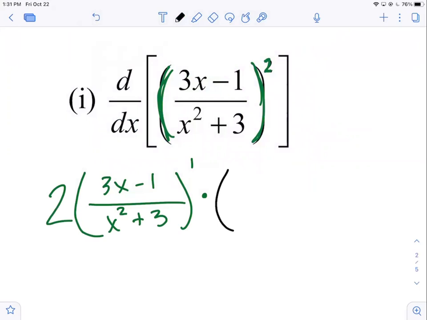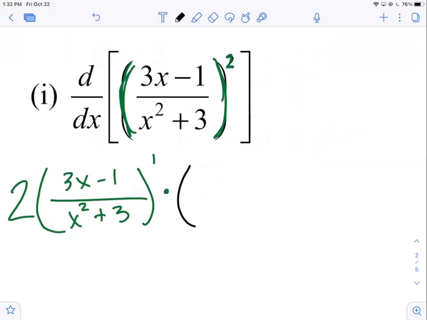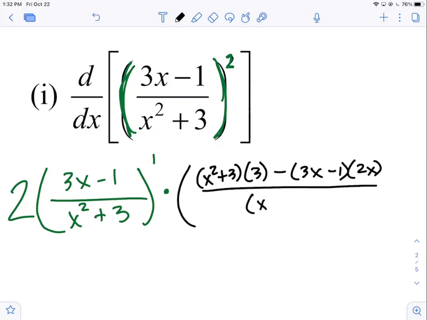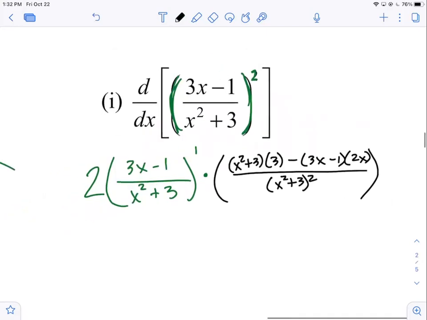So now the next link in the chain, the next factor, is going to be the Ho-D-High rule. So Ho D high is 3, Ho-D-High minus high D ho is 2x all over ho ho x squared plus 3 squared. This is a quotient rule inside of a chain rule. And then we'll clean that up some other day.